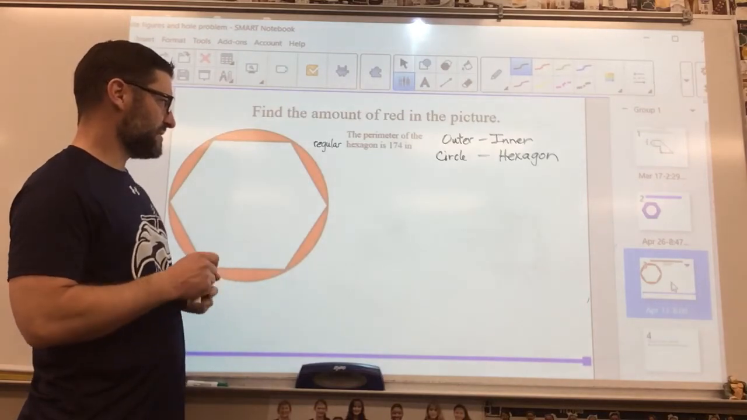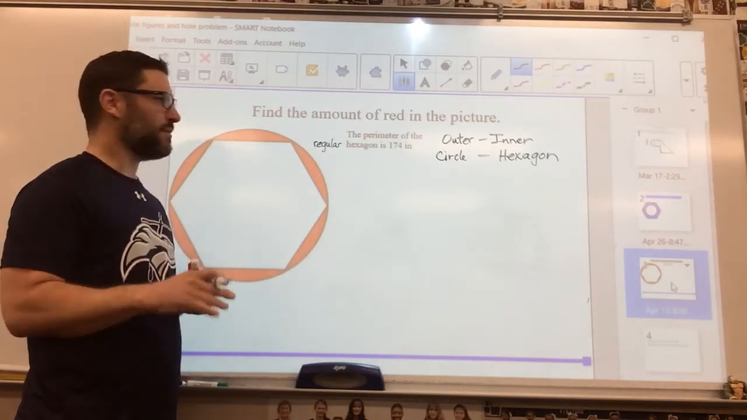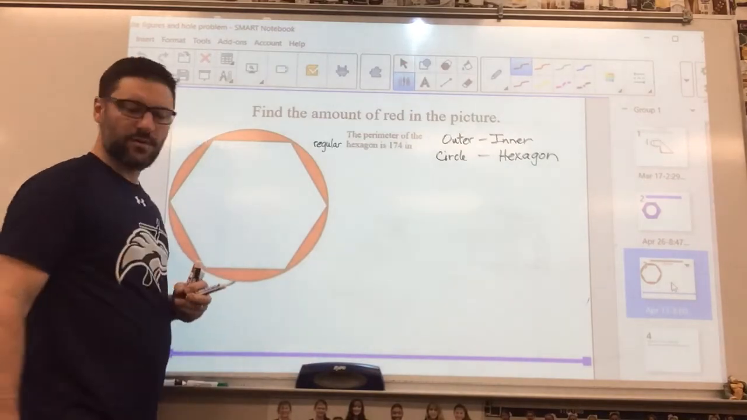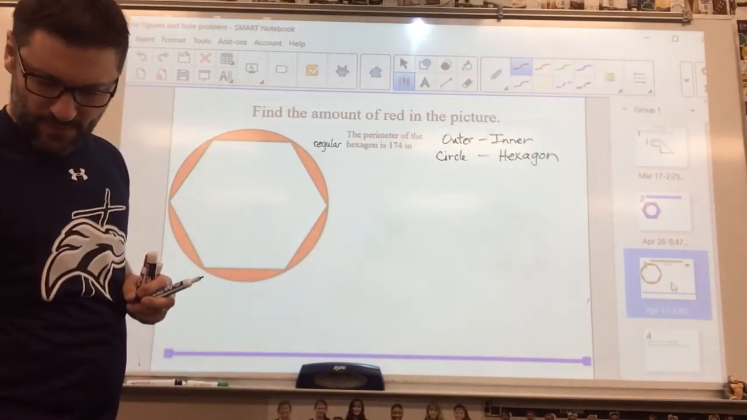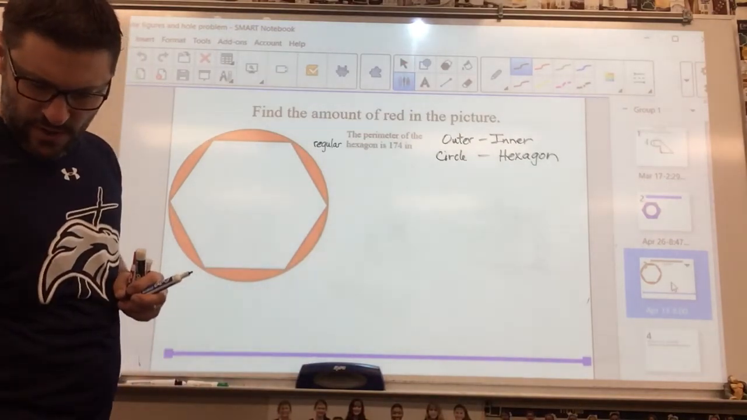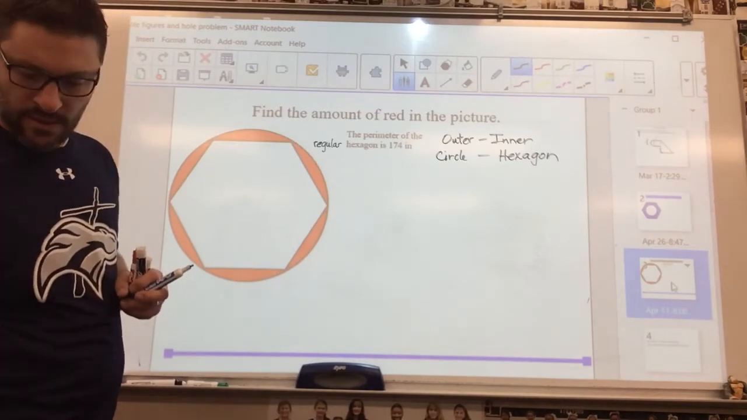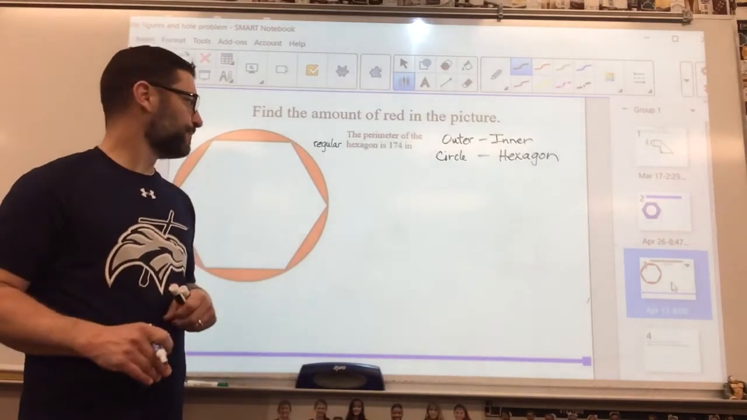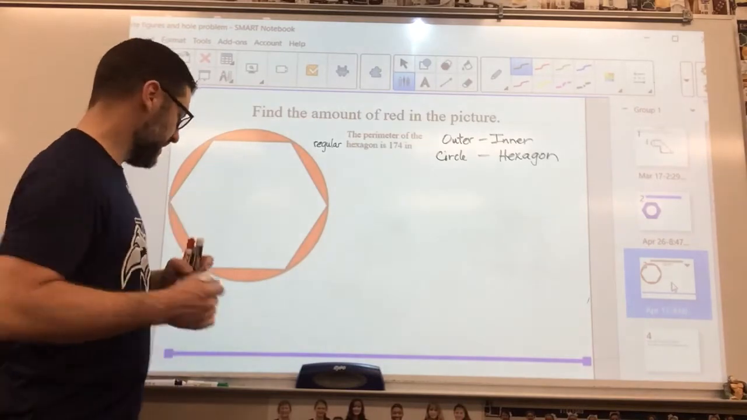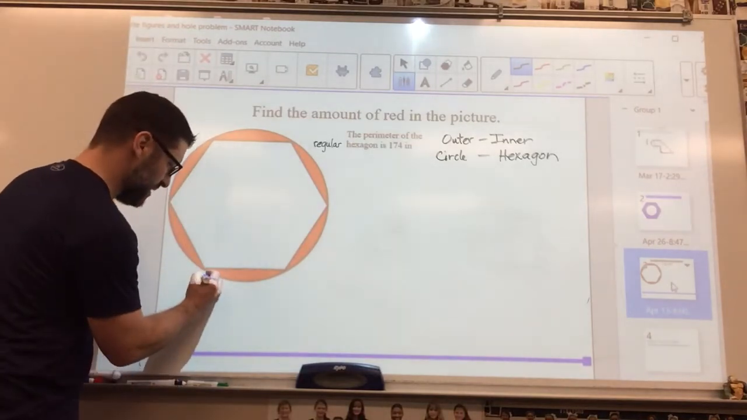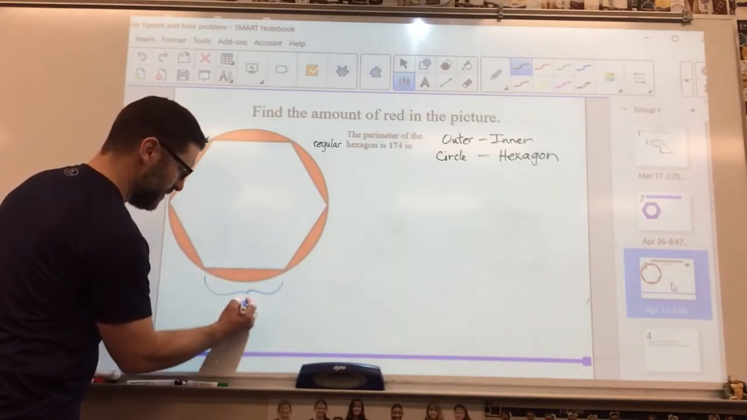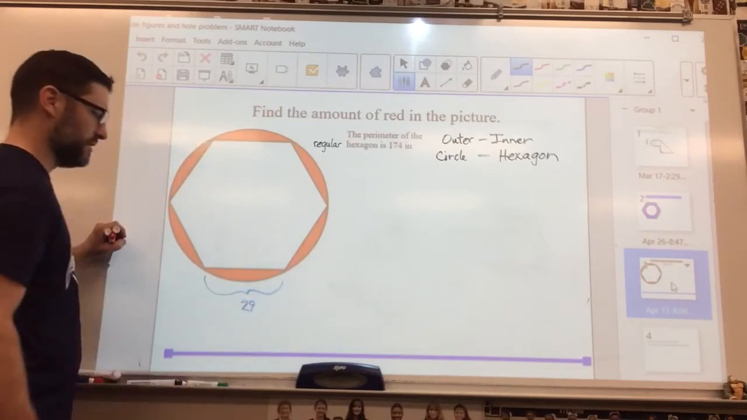So I'm going to do the hexagon. Let's do it in blue here. Regular hexagon, perimeter is 174. If I take 174 and divide it by 6, I just found 29. That 29 value is going to be the length of a side. So I'm going to bracket it off from there to there and put a 29 right there.